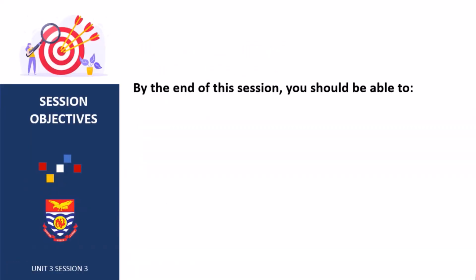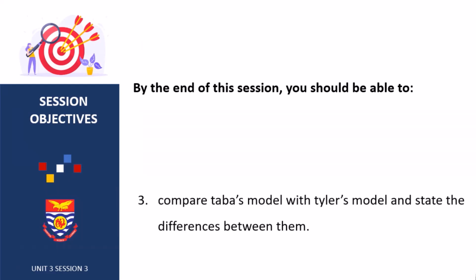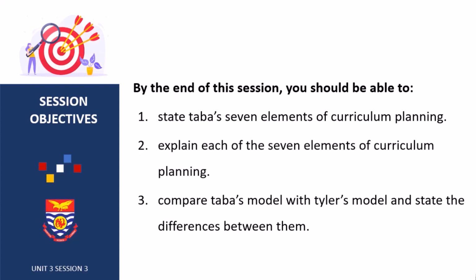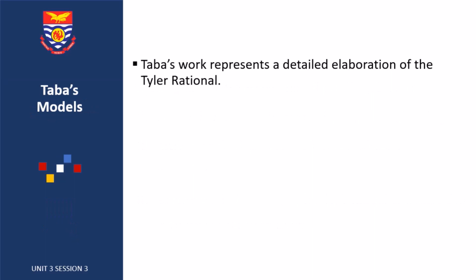At the end of this session, you should be able to state Taba's 7 elements of curriculum planning, explain each of the 7 elements of curriculum planning, then compare Taba's model with Tyler's model and state the differences between them, if there are some differences. So let's look at Taba's model.